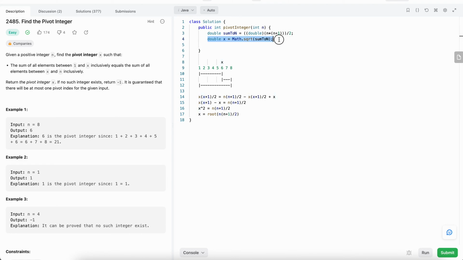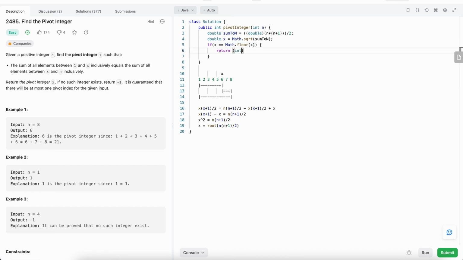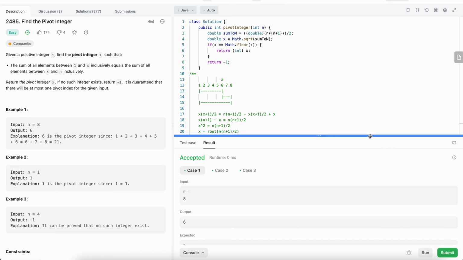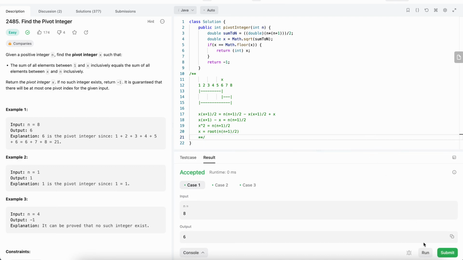So to check if this is a whole integer, what I'll do is check if x is equal to Math.floor x. If you take the floor of x and it's still the same as x, then it's an integer, then we return int x, otherwise we return -1, right? So now let me just comment this out. Great, now let's run the code. Cool, accepted, and let's submit.